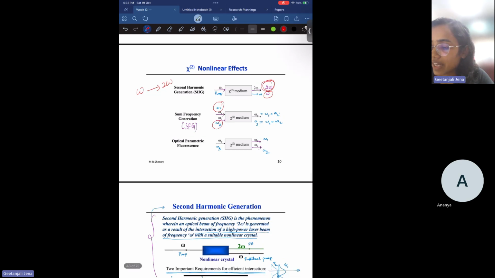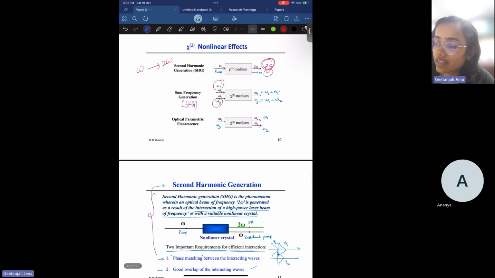And optical parametric fluorescence. Please remember these phenomena. That is what happens when you pump a system using omega 1 and omega 2: you have sum frequency generation. And the last is optical parametric fluorescence, where if you incident omega 3, then you will see a response around omega 1 and omega 2. This is optical parametric fluorescence.